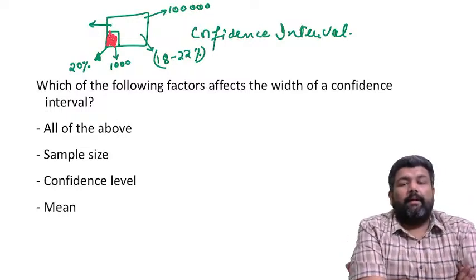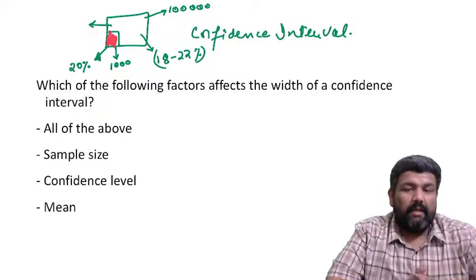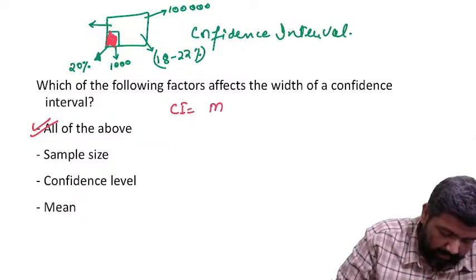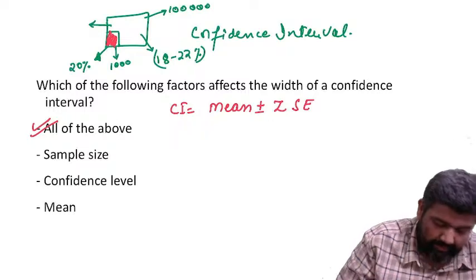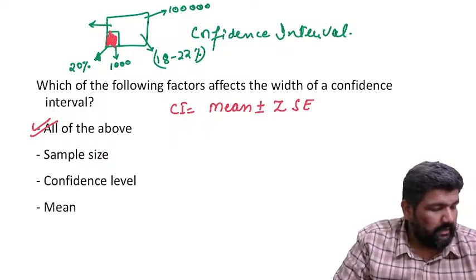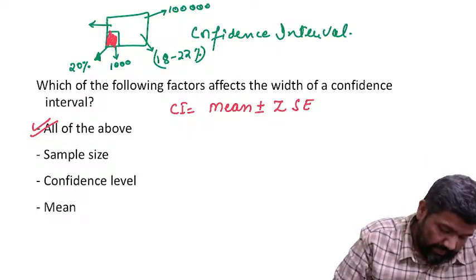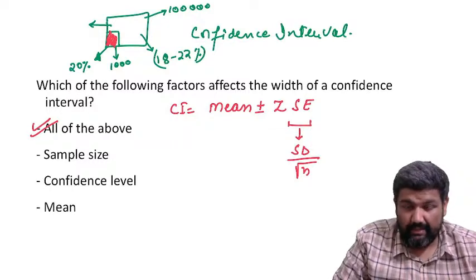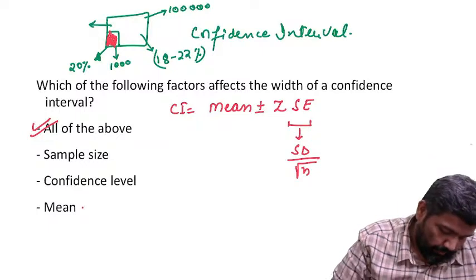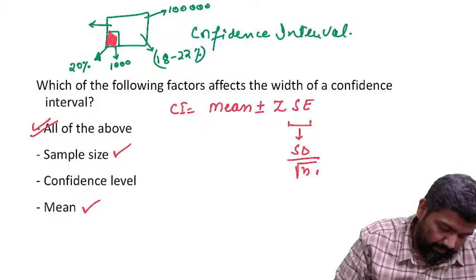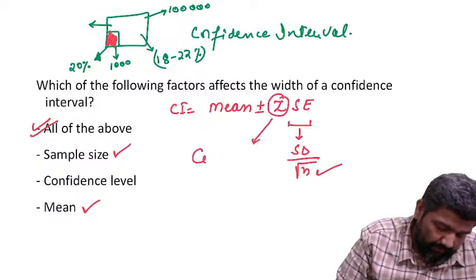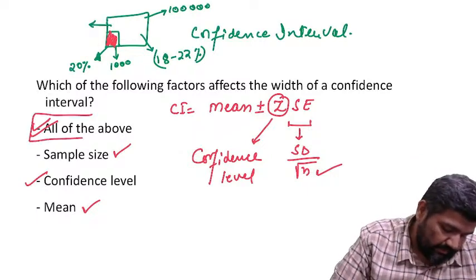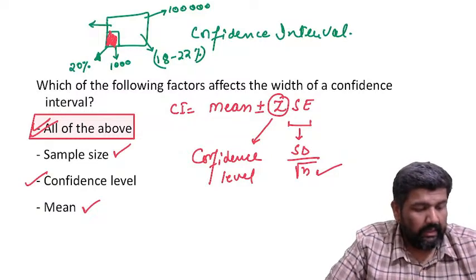सो विच ऑफ द फॉलोइंग फैक्टर अफेक्ट्स द विड्थ ऑफ अ कॉन्फिडेंस इंटरवल? इसका करेक्ट आंसर है ऑल ऑफ द अबव. बच्चों, कॉन्फिडेंस इंटरवल का फॉर्मूला है मीन प्लस माइनस z स्टैंडर्ड एरर. सो द स्टैंडर्ड एरर इज इक्वल टू स्टैंडर्ड डेविएशन डिवाइडेड बाय अंडर रूट ऑफ n. सो मीन पे भी डिपेंड करता है, सैंपल साइज n पे भी डिपेंड करता है, एंड z इज द कॉन्फिडेंस लेवल, इस पे भी डिपेंड करता है. सो यस, द करेक्ट आंसर इज ऑल ऑफ द अबव.